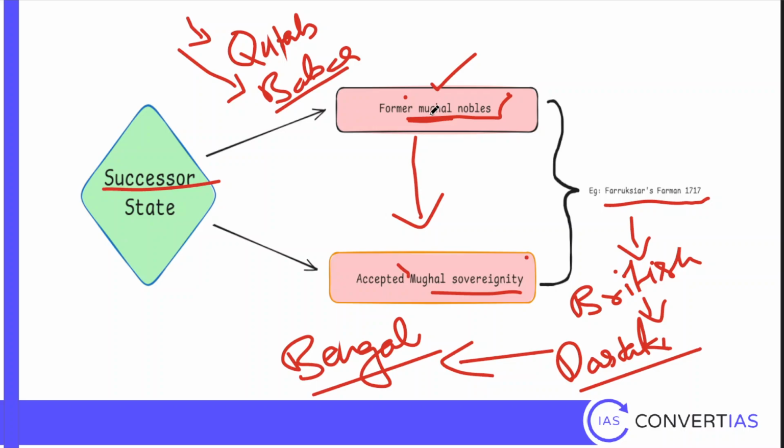So at that time in Bengal, what happens? There is a successor state that is already there. But the Nawab in Bengal doesn't question this dastak or Farrukhsiyar's farman. And that is called acceptance of the Mughal sovereignty. I hope the concept is clear. That is what differentiates the successor state from other independent states or rebel states.